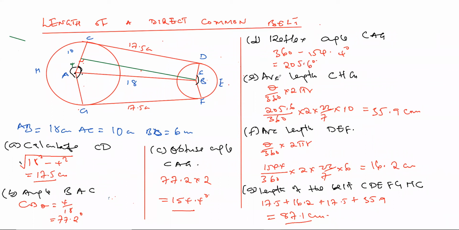With this 205.6, arc length equals theta over 360 times 2 pi r, which is 205.6 over 360 times 2 times 22 over 7. The radius of the biggest circle was 10. We got the value. For the smaller circle, there are some similarities: the obtuse CAG is the same as the obtuse DBF. So I used that 154.4 to calculate the other arc length and got the answer 16.2. To get the total length, I added everything together and got 87.1 centimeters. So if there are any questions, you may ask.